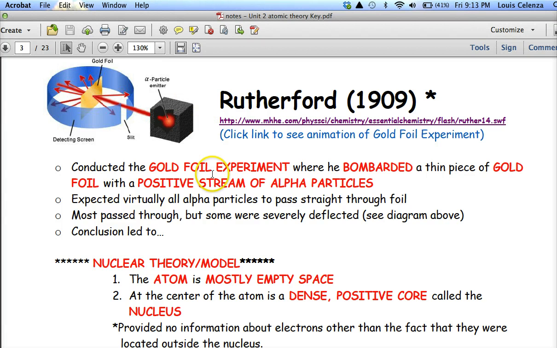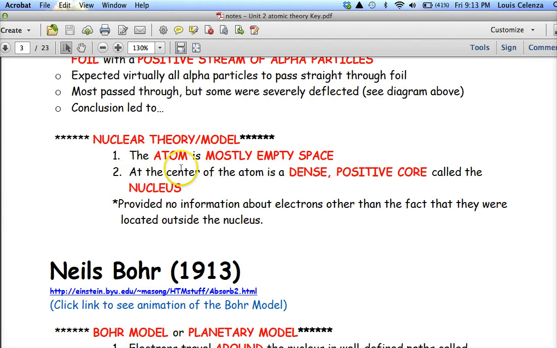So here is his conclusion, and this is really what you need to remember. The first one is that the atom is mostly empty space. The empty space, of course, means that's where the electrons are. Second is that the mass of the atom is concentrated in a very small part called the nucleus, and that this nucleus has a positive charge. He didn't really add to any of the information we had about the electrons. He knew that the electrons are outside the nucleus in that empty space, but that's pretty much it.